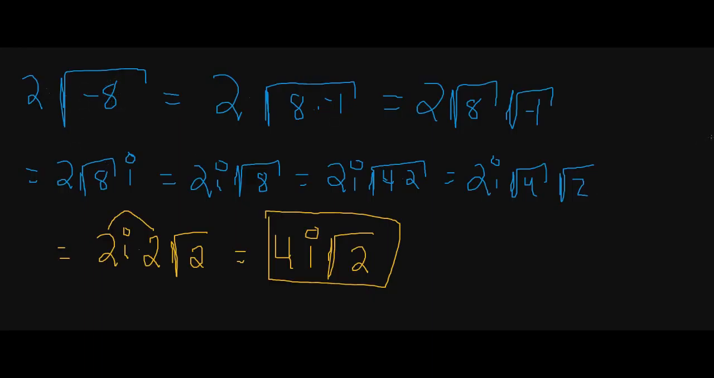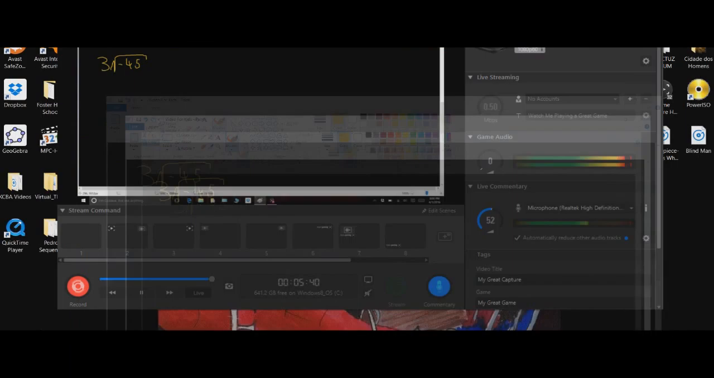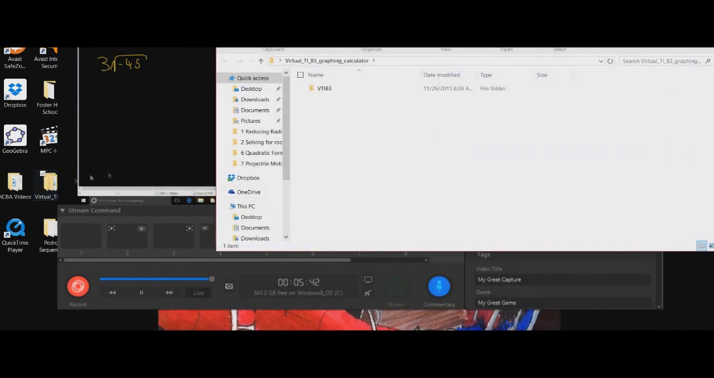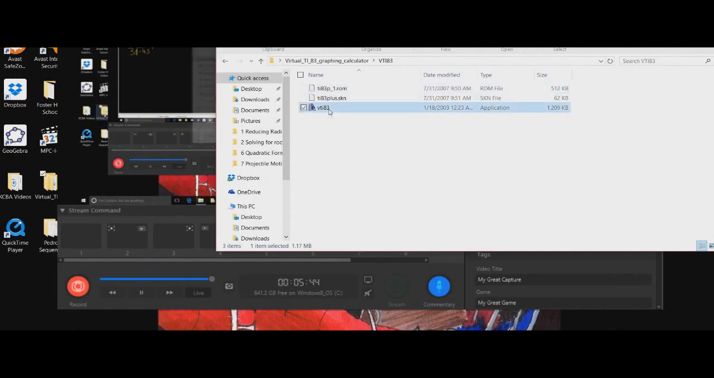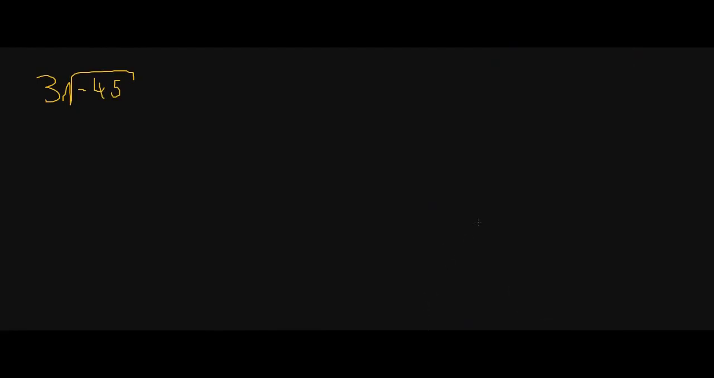Right, now I showed all my steps, so let me show you an example problem that I would be totally fine with. Let's say we have 3 square root of negative, let me see here, I'm trying to think of something. Let's say 45, because I did use this example beforehand. So we start that off. Let me just go ahead and open up my handy dandy graphing calculator.